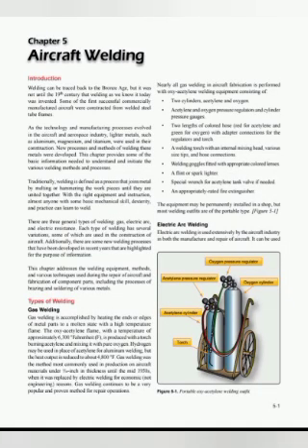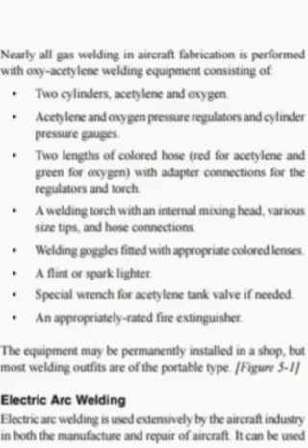Nearly all gas welding in aircraft fabrication is performed with oxyacetylene welding equipment consisting of two cylinders, acetylene and oxygen, acetylene and oxygen pressure regulation, and cylinder pressure gauges, two lengths of colored hose, red for acetylene and green for oxygen, with adapter connections for the regulators and torch. A welding torch with an internal mixing head, various size tips, and hose connections.